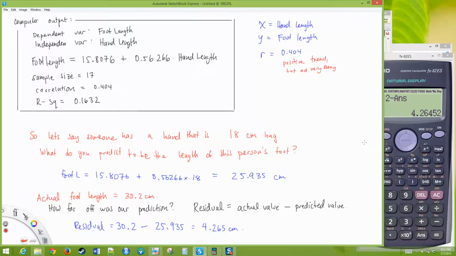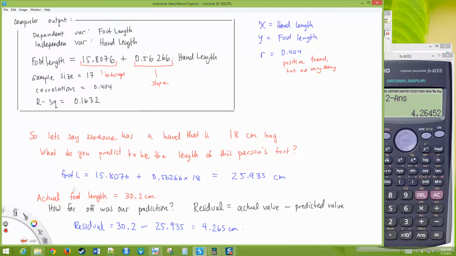Is that okay? I want to break down each thing. What did I say this is called? This value? Not the x, the hand length is x. This is our slope. And what is this? This is our intercept, right? I'm hoping these terms are familiar to you from your algebra days, slope and intercept.